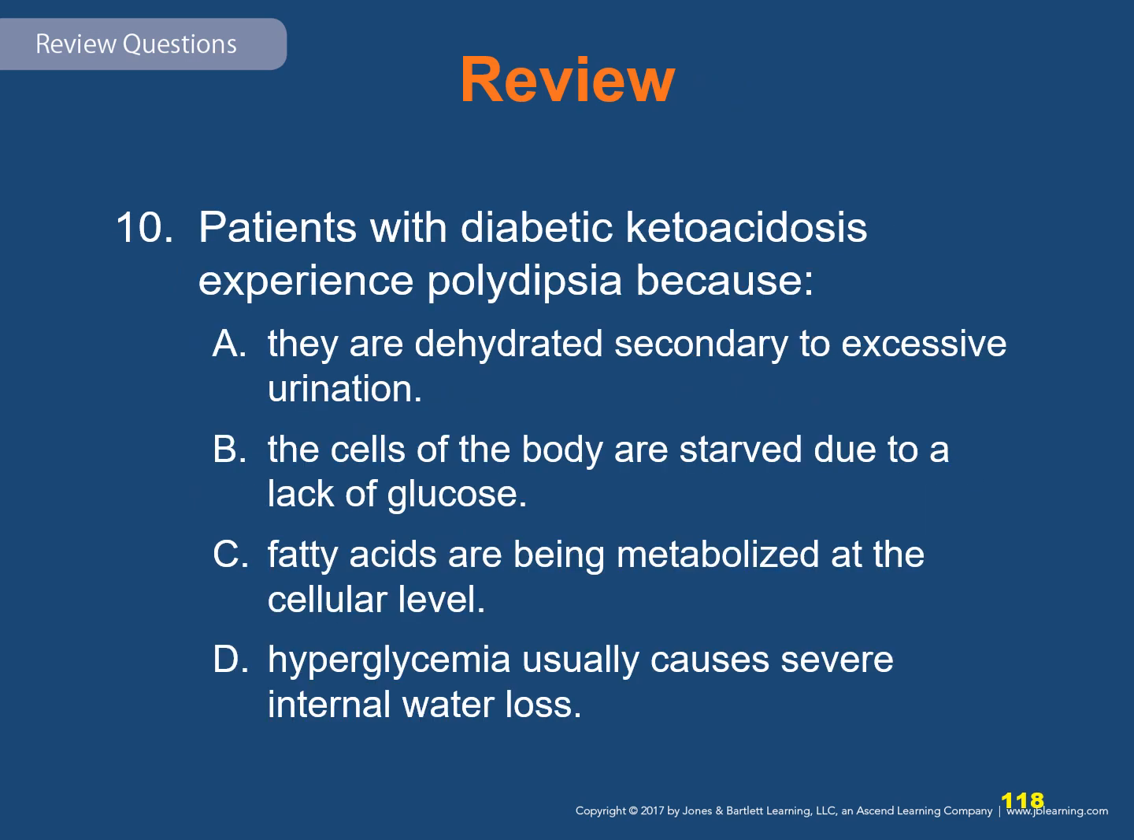And question 10. Patients with diabetic ketoacidosis experience polydipsia because A, they are dehydrated secondary to excessive urination, B, the cells of the body are starved due to a lack of glucose, C, fatty acids are being metabolized at the cellular level, or D, hyperglycemia usually causes severe internal water loss. This is related to a question we had earlier also, so you should get this one right.